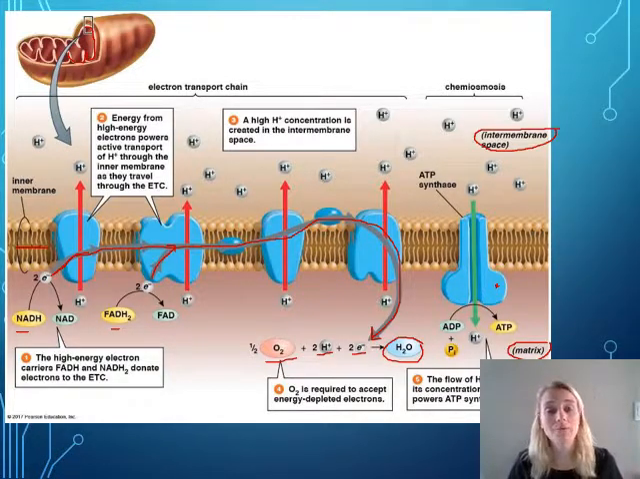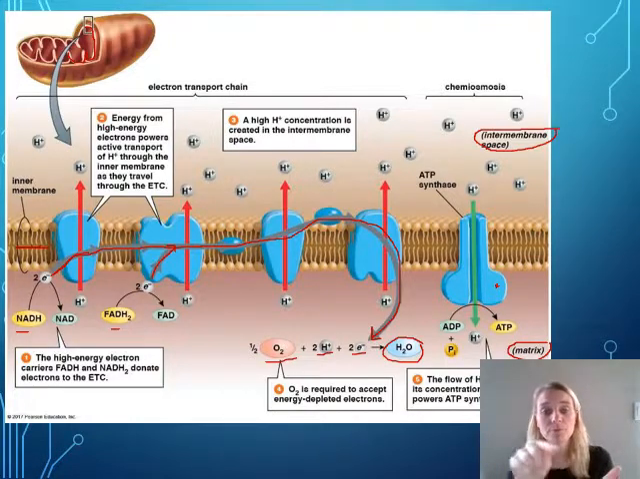So here we have our NADHs and FADH2s. We've harnessed all of those high energy electrons from our glucose molecule. Now we're taking them to this inner membrane. We're dumping them into these transport proteins, these membrane-bound proteins, and they're just bopping from one to the next.